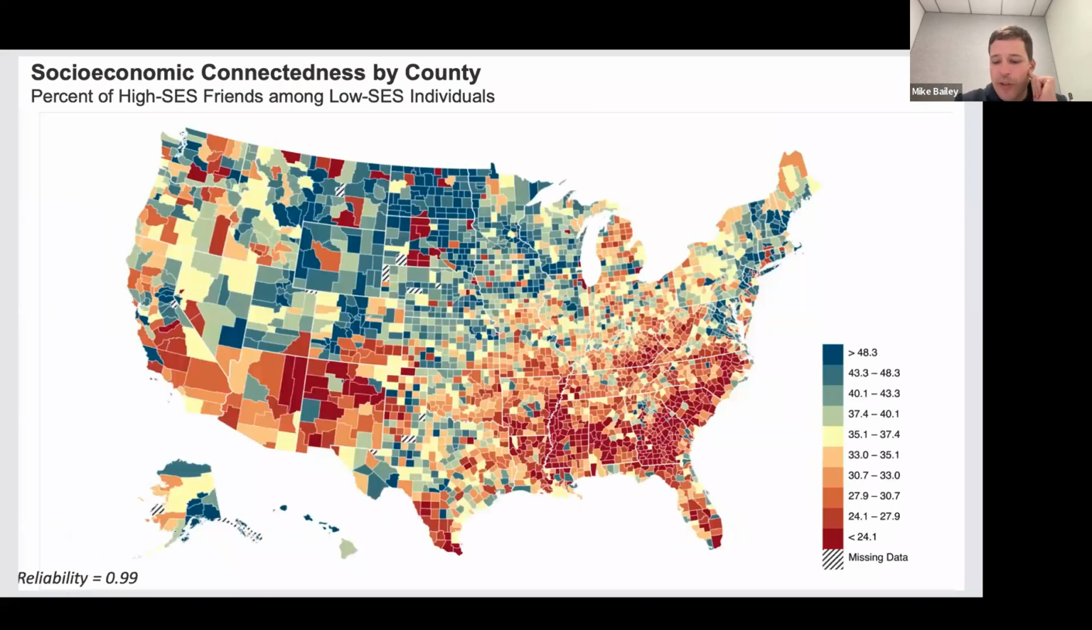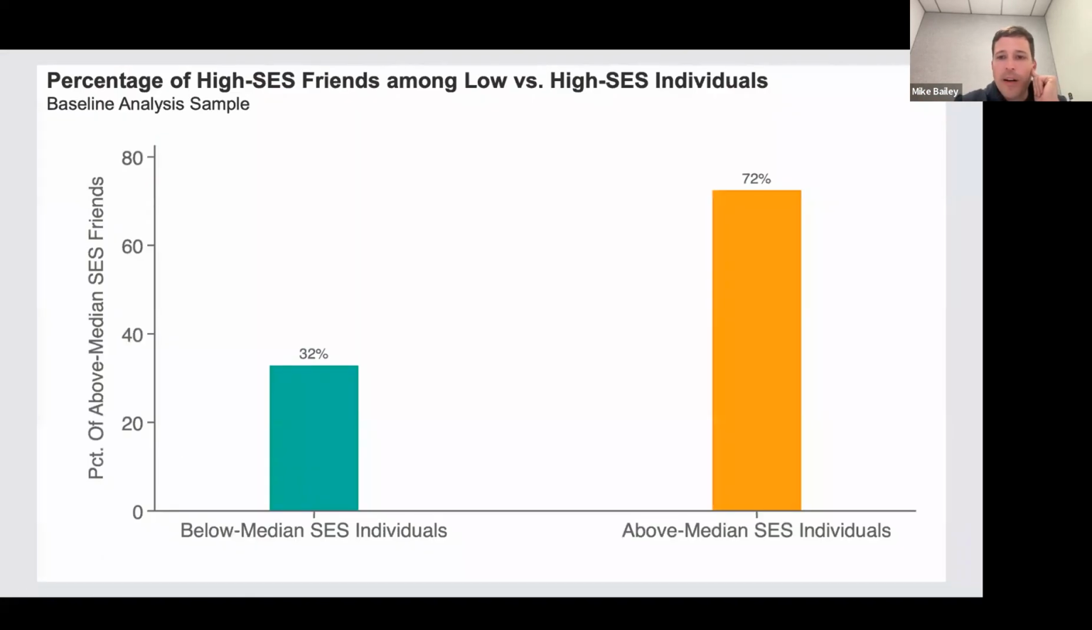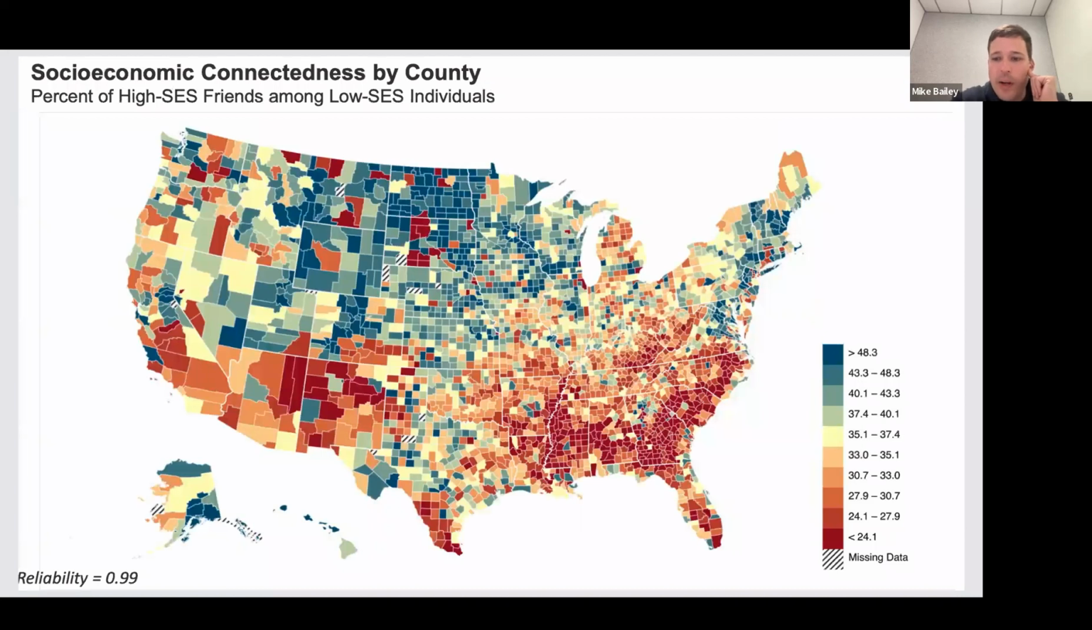This is what, if you just take that blue 32% bar and you graph it around the US, this is what it looks like. And so you'll see that there's places in the US, concentrated in the South, where if you're below median SES, then a much smaller percentage of your friends are going to be above median SES than other parts of the country. Like, some parts are below 20%, 10%. Meaning if you are poor in those areas, most of your friends are going to be poor.